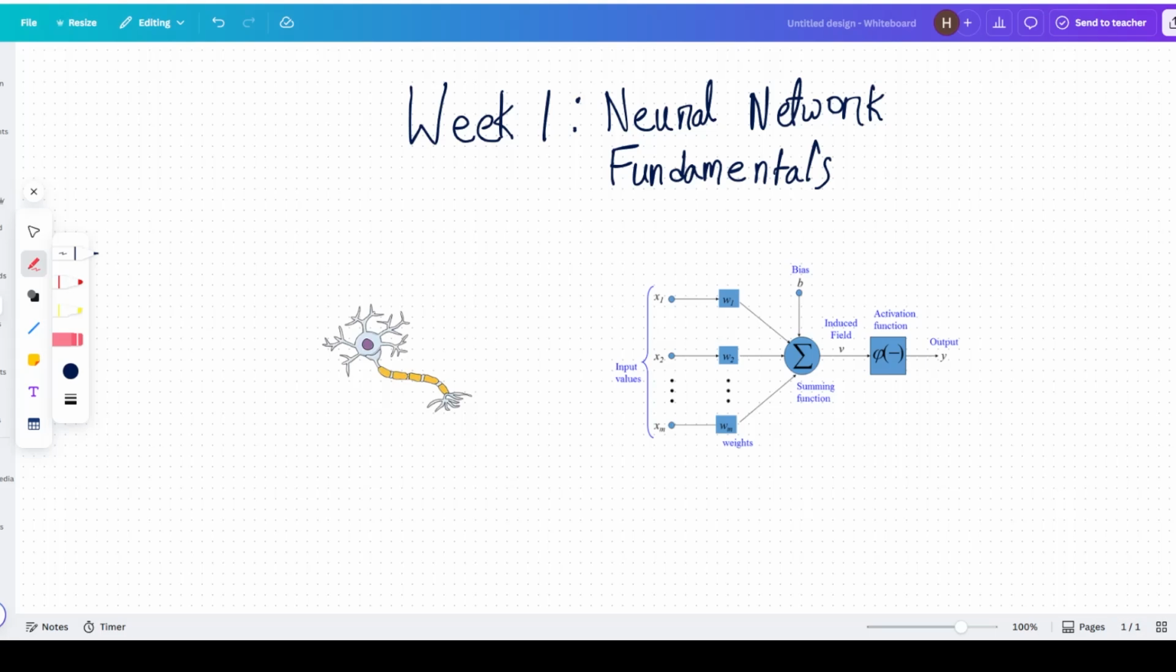So, what is our key concept from here? What we learn from here is that neurons fire or don't fire based on input strength.